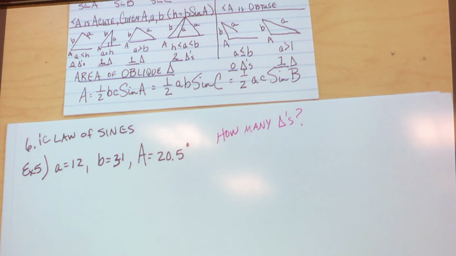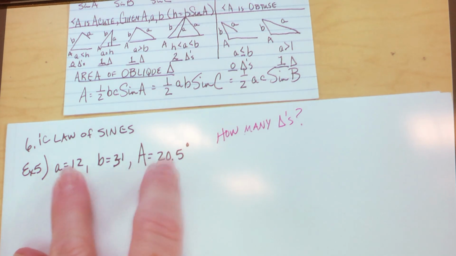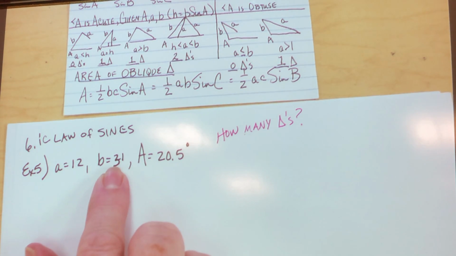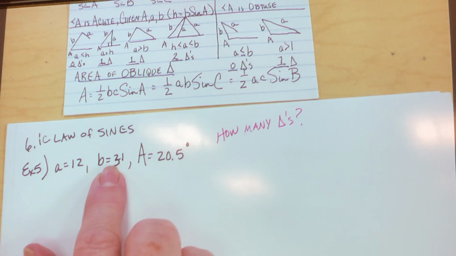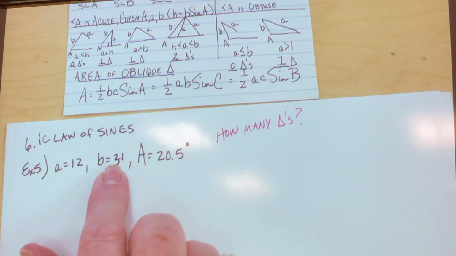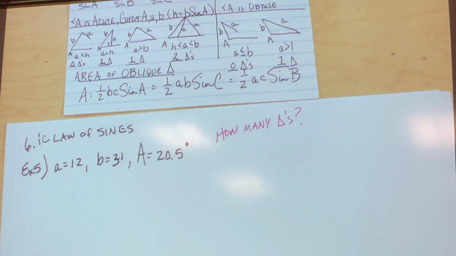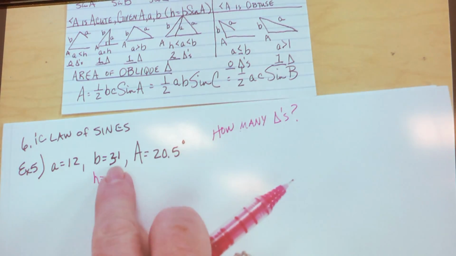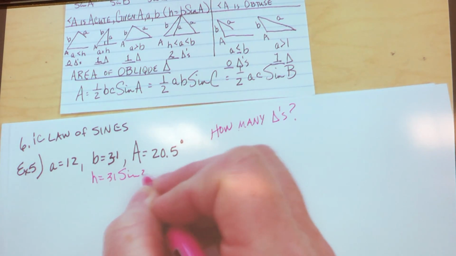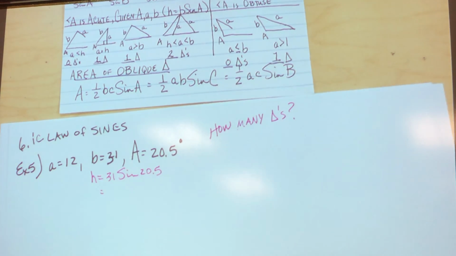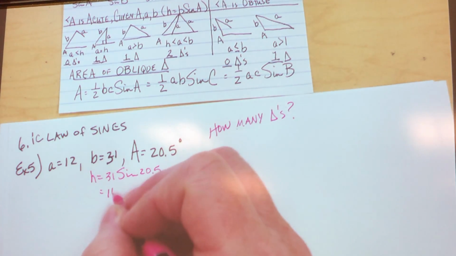Okay, so when you're trying to find out how many triangles it has, the first thing that you need to do is take the side that is part of the pair, the side that goes with the angle, and compare him to the other side, all right? If he is bigger than the other side, it's 1 triangle and you're done, 1 and done. If he's not bigger than the other side, then you're going to have to find the height, right? So the height is equal to the odd guy out, that's the side that doesn't have an angle, 31, times the sine of the only angle, 20.5. So if you pop that in your calculator, you would find the height to be 10.9.